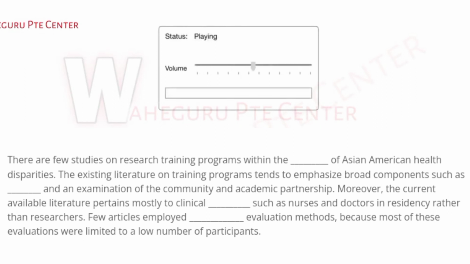There are few studies on research training programs within the realm of Asian American health disparities. The existing literature on training programs tends to emphasize broad components such as mentorship and an examination of the community and academic partnership. Moreover, the current available literature pertains mostly to clinical practitioners such as nurses and doctors in residency rather than researchers. Few articles employed quantitative evaluation methods, because most of these evaluations were limited to a low number of participants.